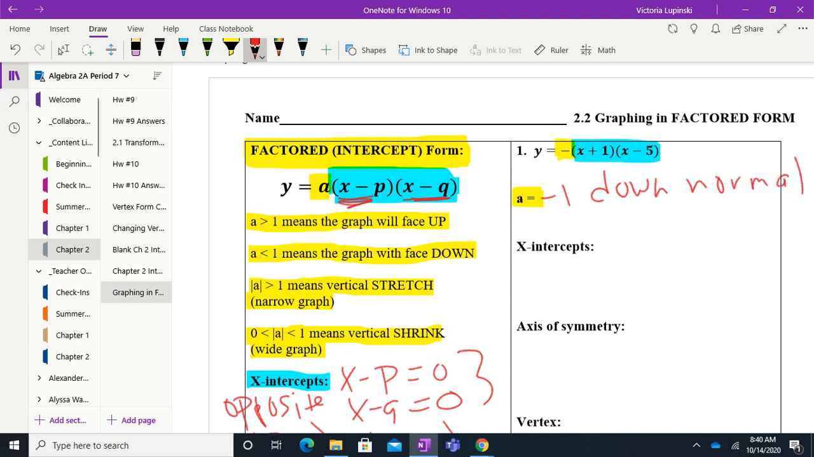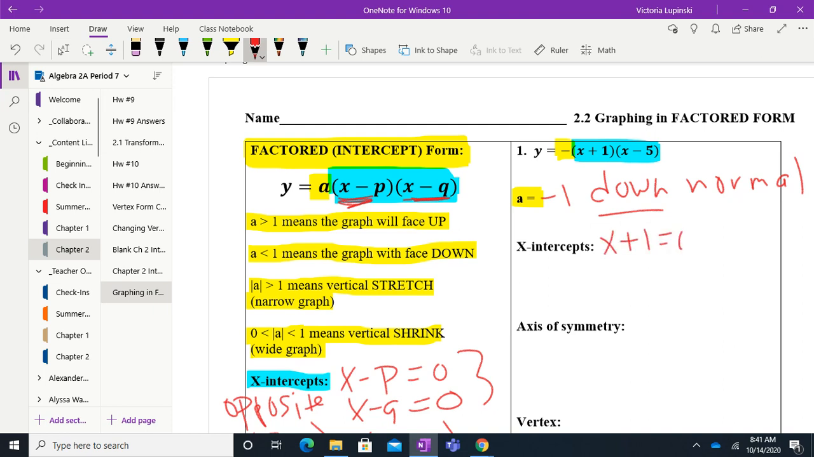Whatever the width of this parabola is will be equivalent to the normal width of the parabola. So you don't have to say that it's normal, but I like to. Again, as opposed to being normal, it could be narrow or wide. So being normal means it should be just normal width, but the negative means it is going to face down. To find the x-intercepts, you're going to look at each of the factors.